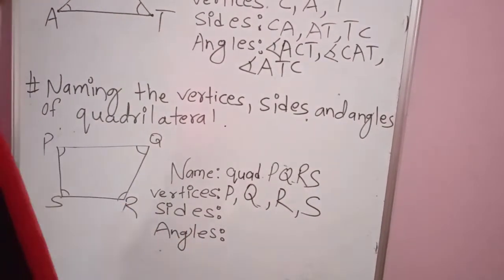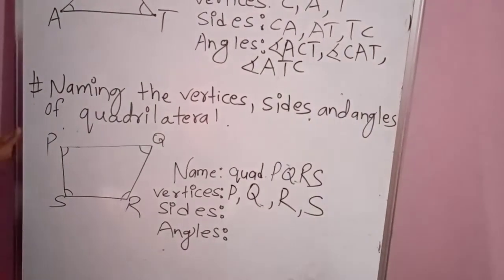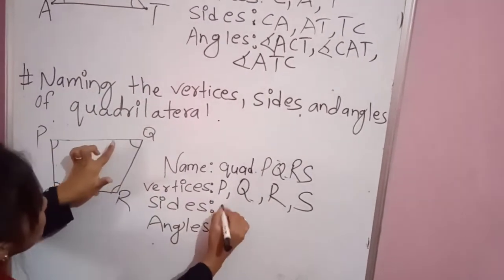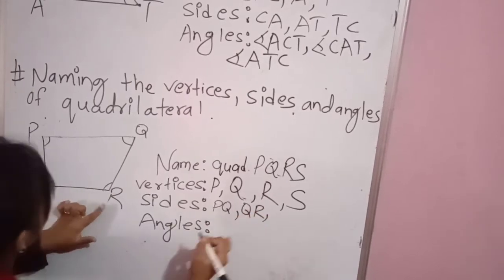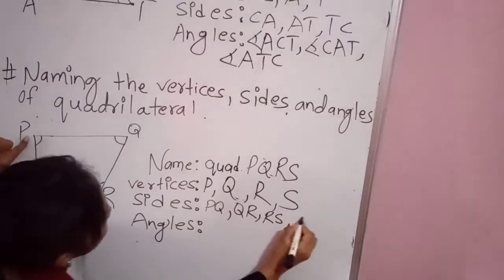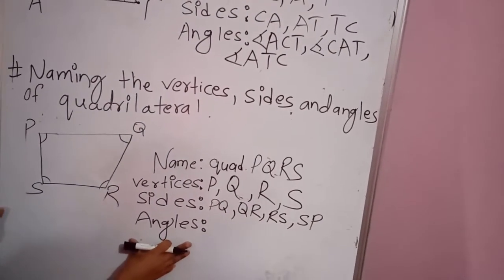Likewise, the side names. There are 4 line segments you can see here, so you have to write the names of the sides. The first line segment is PQ. After that, QR. After that, RS. After that, SP. So after that, now it is the angles' turn. How will you name the angles?